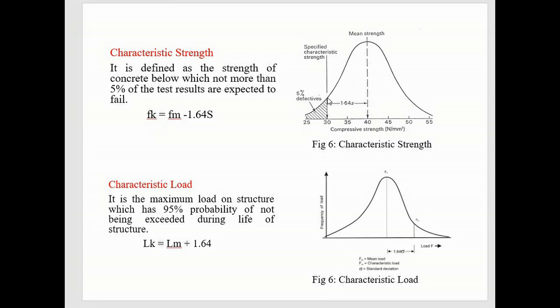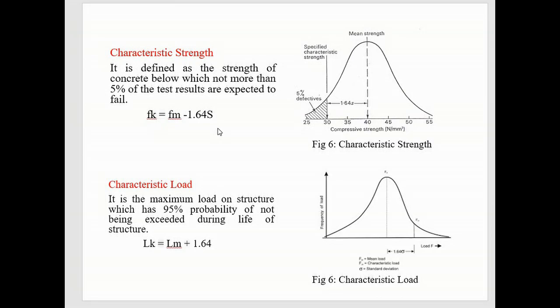So 5% should be failure, that is why we have drawn this 5%, and at the mid the peak value is the average strength we are getting in the test result, that we call the mean value. Mean value should be in that span.